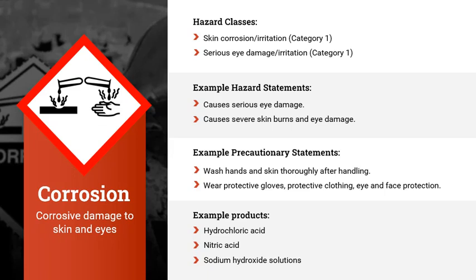Hazard classes: skin corrosion or irritation, Category 1. Serious eye damage or irritation, Category 1. Example hazard statements: causes serious eye damage, and causes severe skin burns and eye damage. Example precautionary statements: wash hands and skin thoroughly after handling, and wear protective gloves, protective clothing, eye and face protection. Example products: hydrochloric acid, nitric acid, sodium hydroxide solutions.